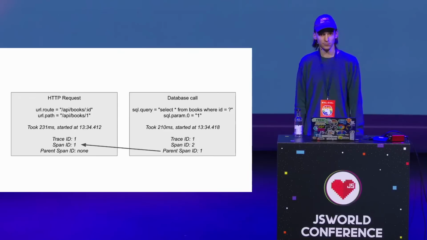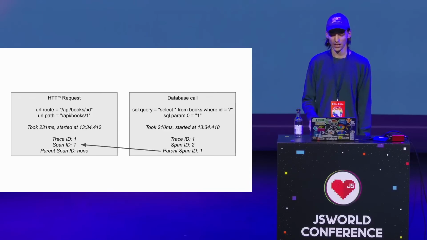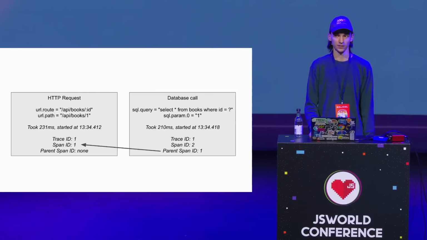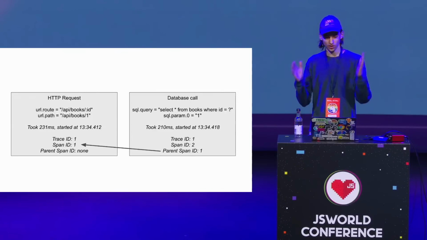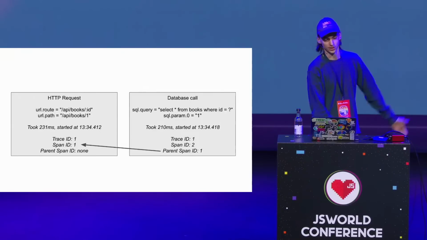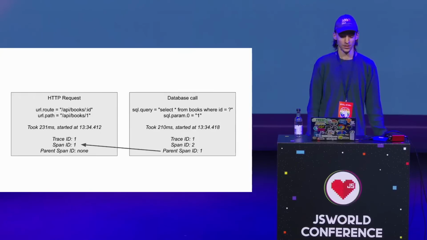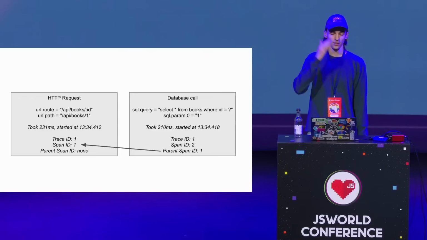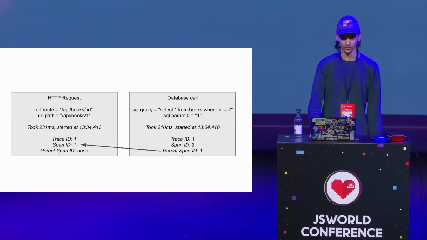operations. And then the database call looks very similar, has some different attributes on it, and it has a parent span ID. And the parent span ID says this operation was started by this other operation. So here the parent span ID is 1, the HTTP request is span 1, so we know that the database call was triggered by the HTTP request.